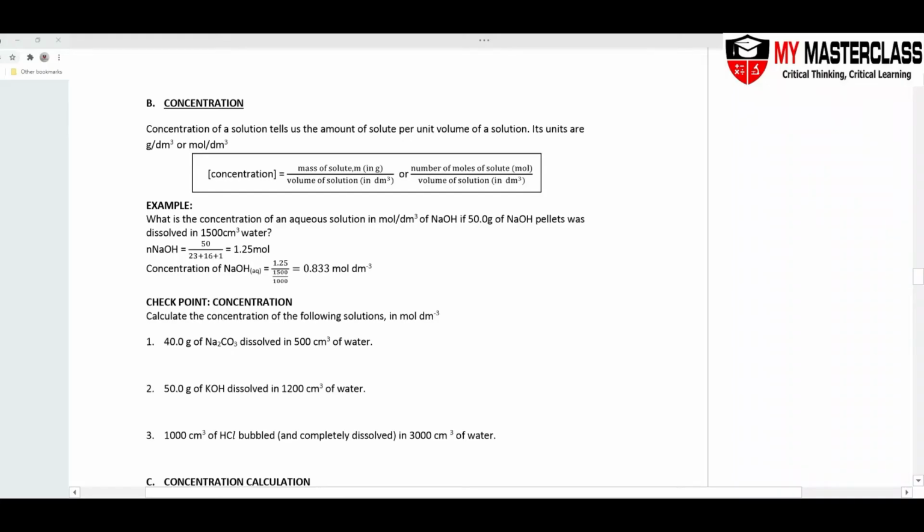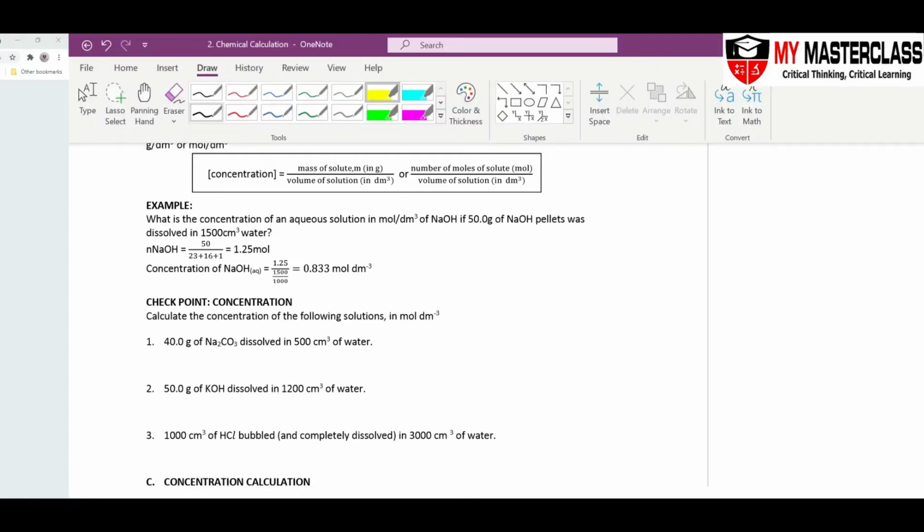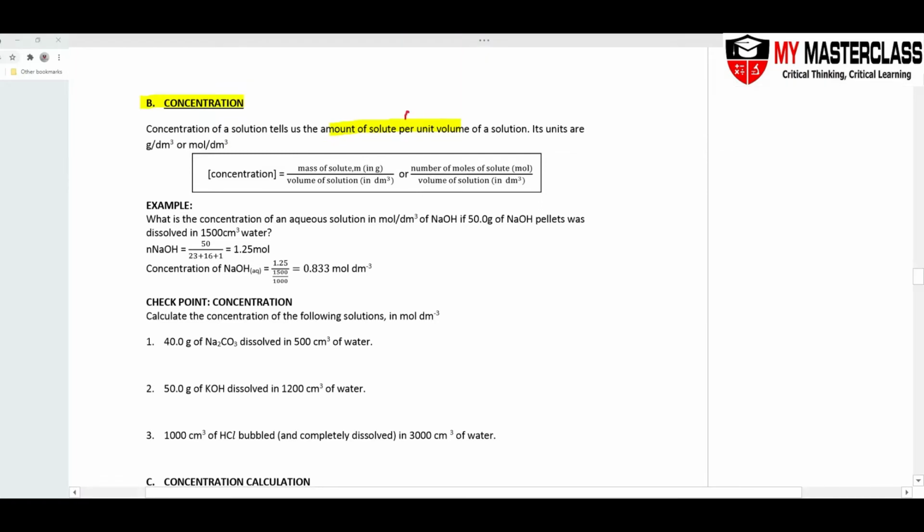This part of the mole concept, we will be looking at concentration questions. The concentration of a solution tells us the amount of solute per unit volume. In chemistry, this per unit volume is per dm cube. So amount means mole per dm cube or gram per dm cube. This is your mass per dm cube.